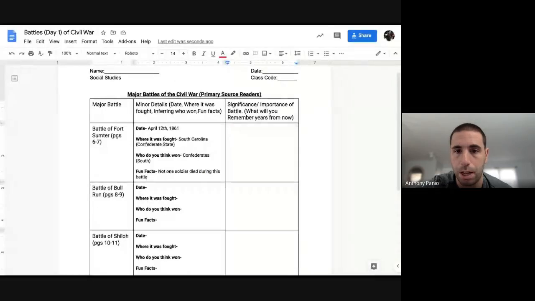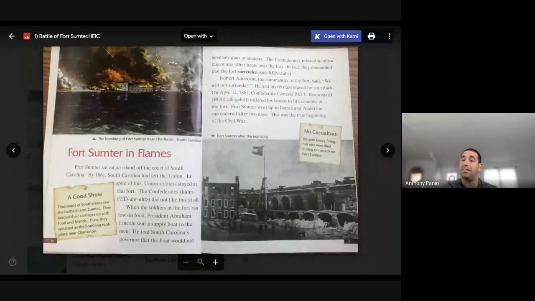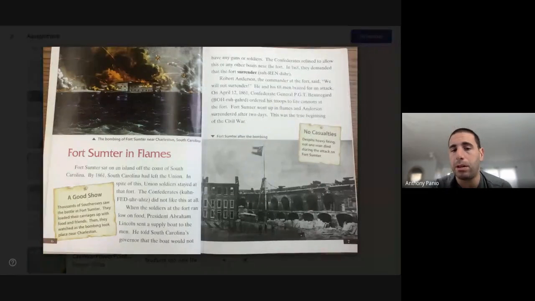Sorry, just sharing this tab so you see I wrote the fun fact here. Why this is important for the entire Civil War, why this is an important battle, can be found in the last paragraph. And actually happens to be in the last sentence. Why do we know the Battle of Fort Sumter? I forget the date sometimes. I forget it was fought in South Carolina. But I do remember years from now, I will never forget that Fort Sumter was important because this was the true beginning of the Civil War.